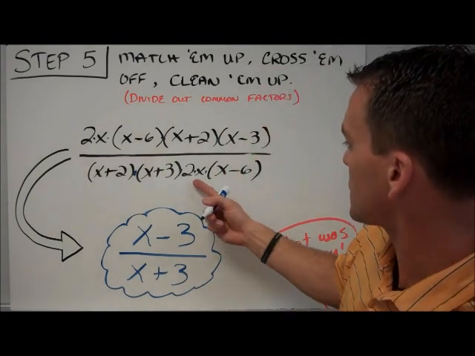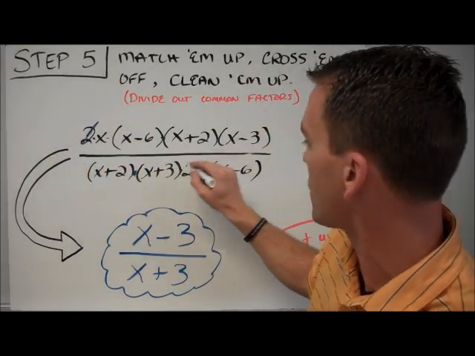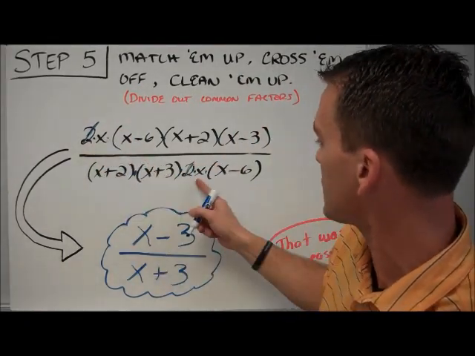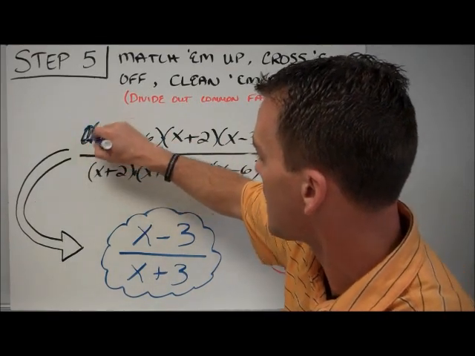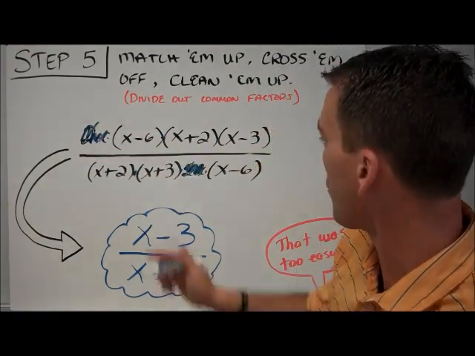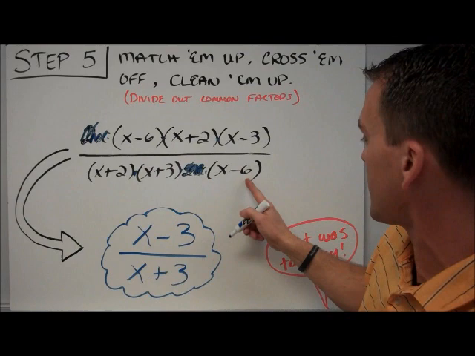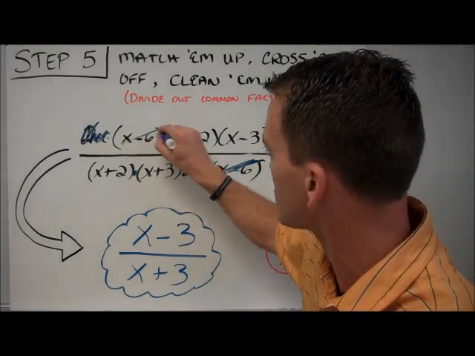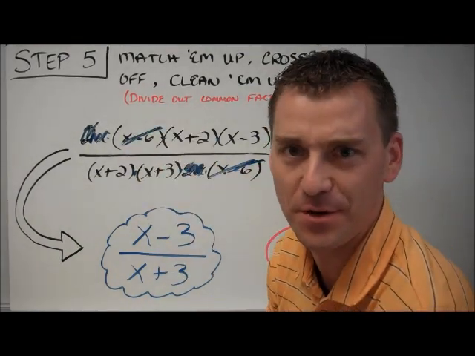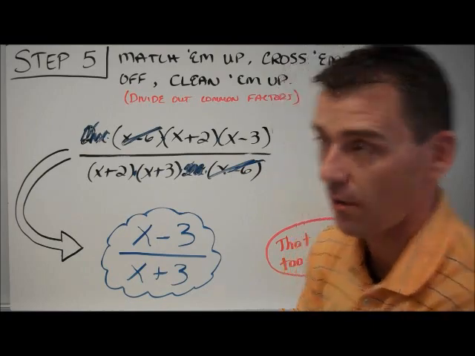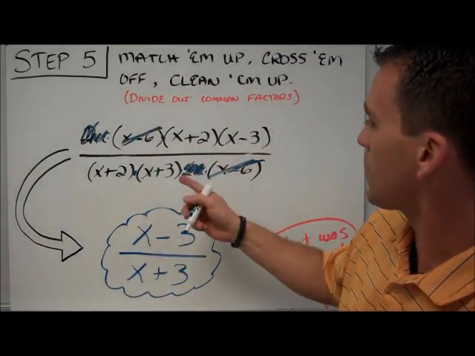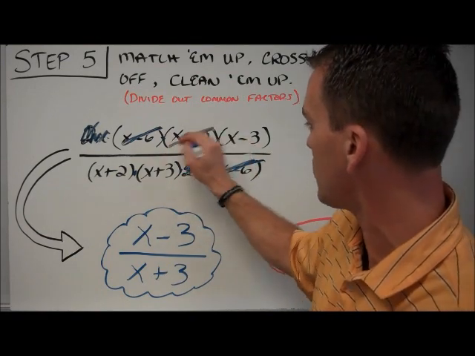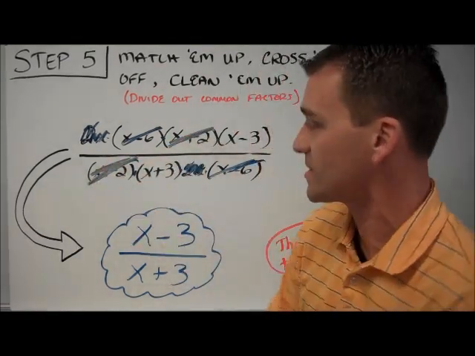Well, let's see. The first thing I see is a 2 and a 2. Sweet. That's gone. I see an x and an x. That's sweet. That's gone. So they're out of there. Later. Peace. So I have, oh look, an x minus 6 and an x minus 6. Peace. That's gone too. Everything's disappearing. Oh no. I might disappear too. Watch. And I'm back. Okay, so if I keep going, here's an x plus 2. Here's an x plus 2. So that's disappeared as well.